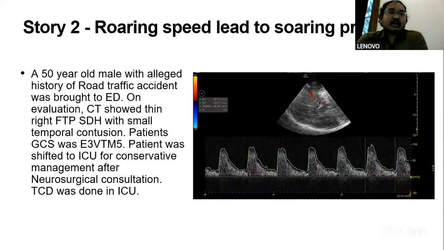And then the next story is all about traumatic brain injury and raised ICP. We had a 50-year-old male patient with an alleged history of road traffic accident. He was brought to the emergency department. CT was done. There was a small right frontotemporal SDH with a small temporal contusion. This patient's GCS was M5. The patient was seen by the neurosurgeon, who said, okay, let's do conservative management. But once the patient came to the ICU, we did a TCD.